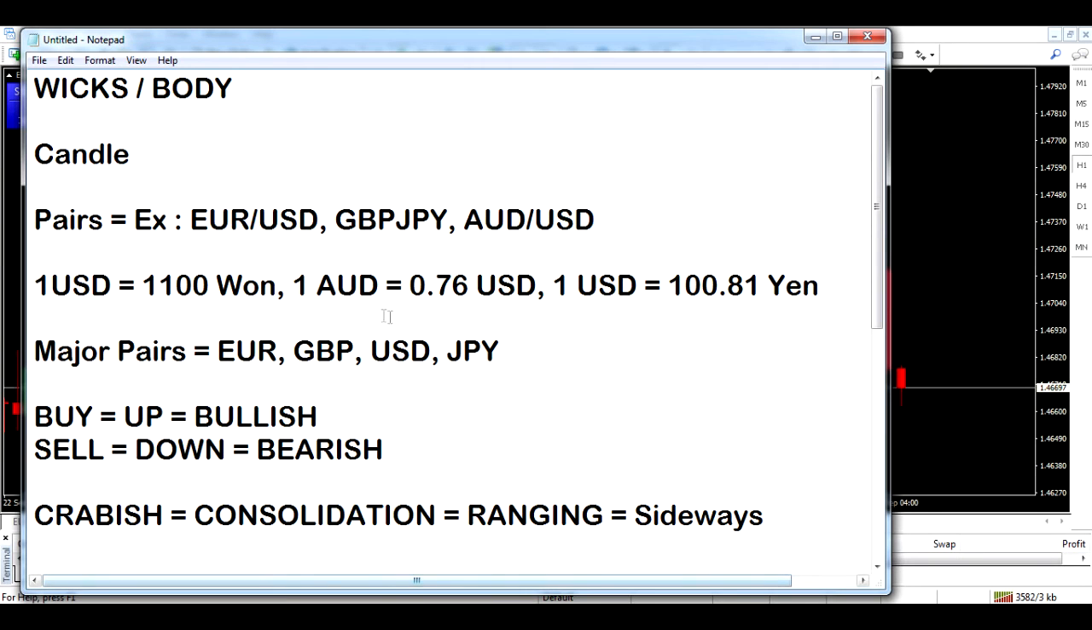Now, for you to be able to understand it further, let's say I have a $1,000 account. That is my capital to begin trading in the forex market. So I would be depositing $1,000 to my broker. So if I have $1,000, and the price of $1 you see in the exchange rate is $1 is equal to 100.81 Japanese yen.